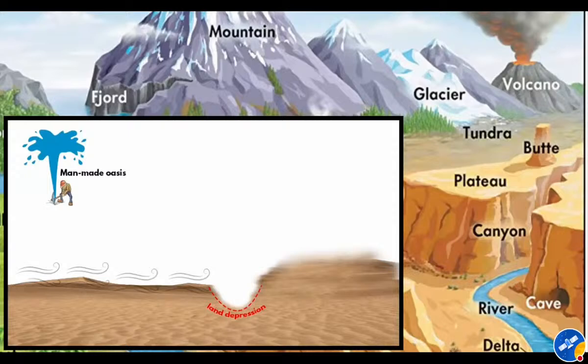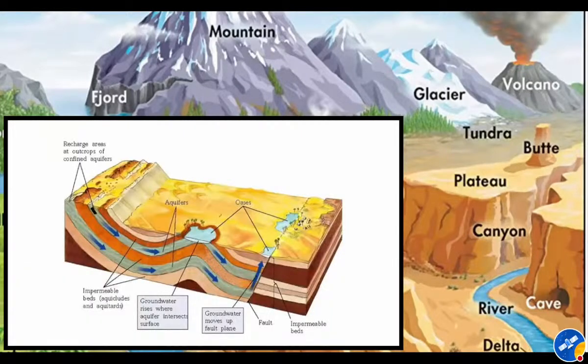When it is manually done, it is called a man-made oasis. And when it occurs naturally, due to wind blowing, erosion or any kind of landslide which creates a fault, that allows the water from the ground to reach the surface. If you look at this picture, you will see that the groundwater rises due to change in land elevation.